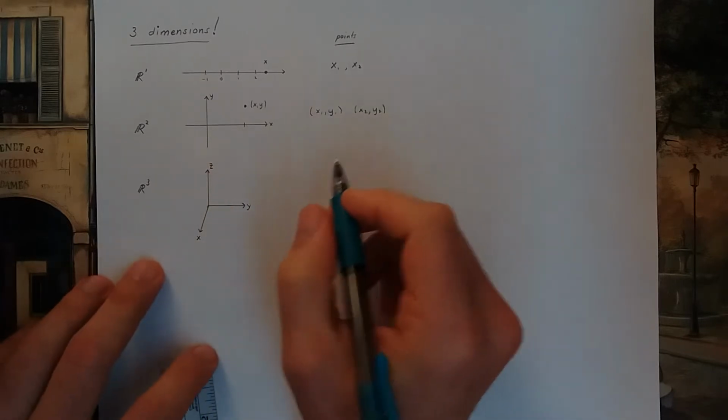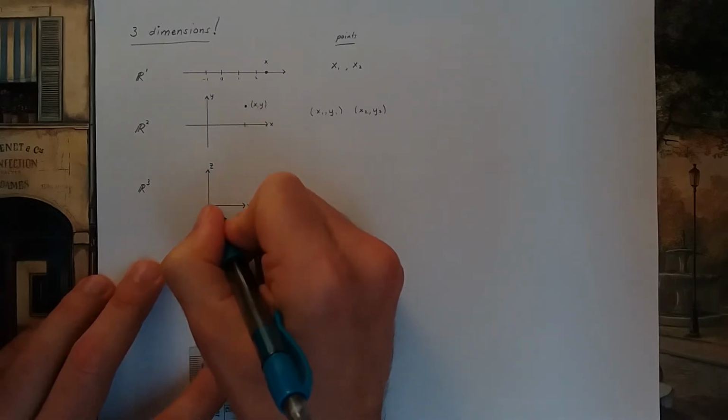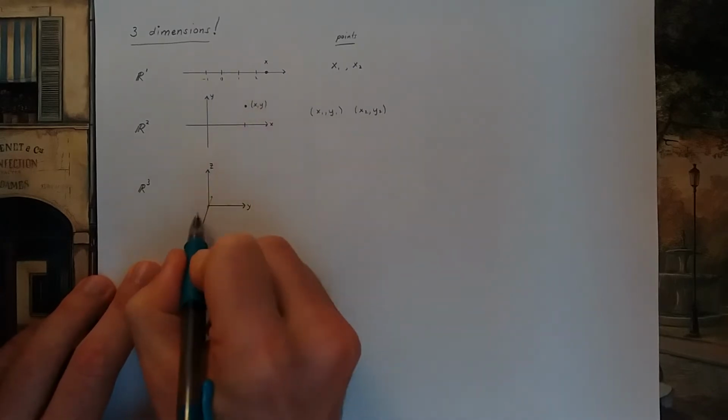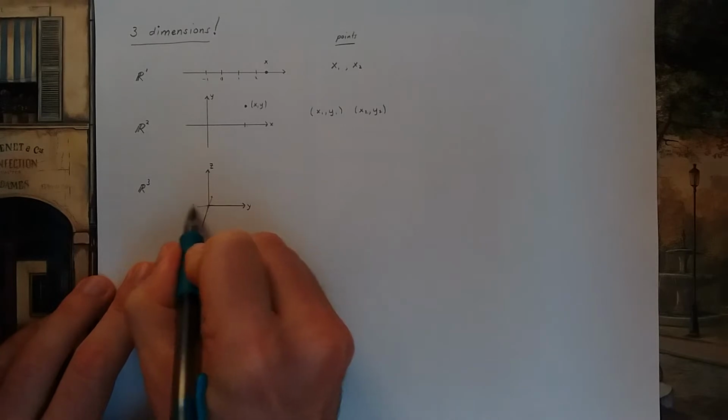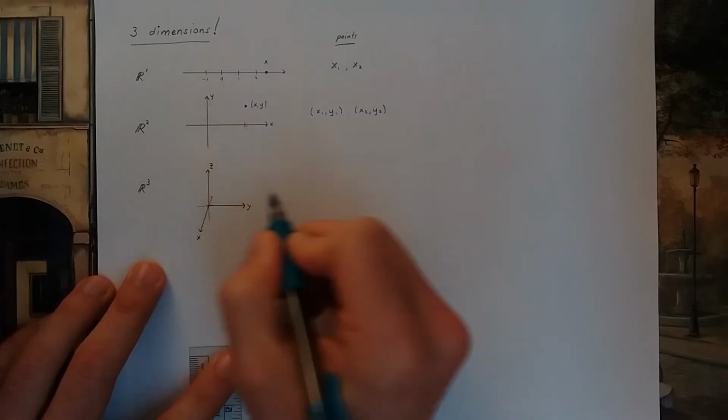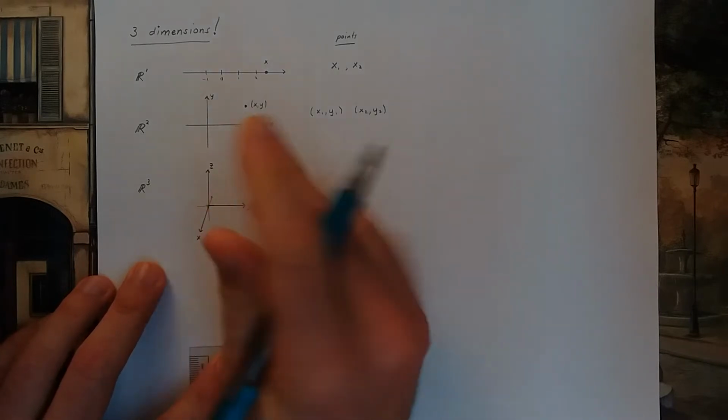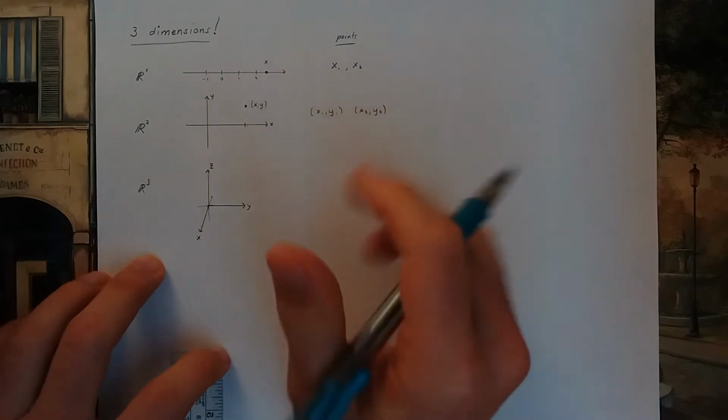Now, of course, the x-axis also goes down back into the page. Y goes left and right, and z goes up and down, but I usually avoid drawing those because it makes the picture look a little bit more messy.